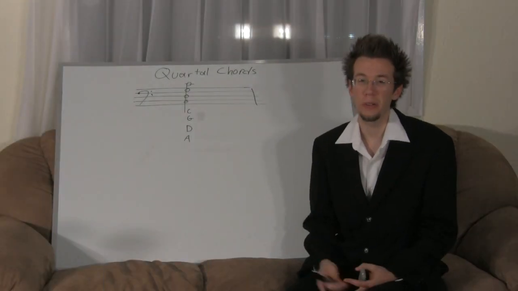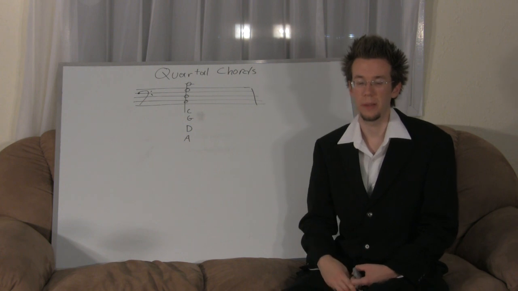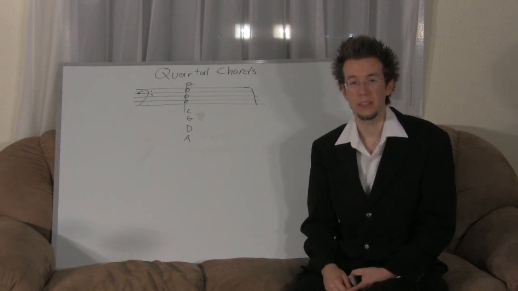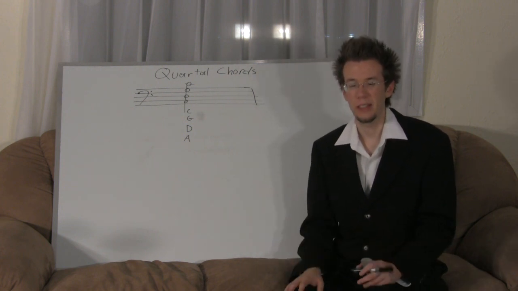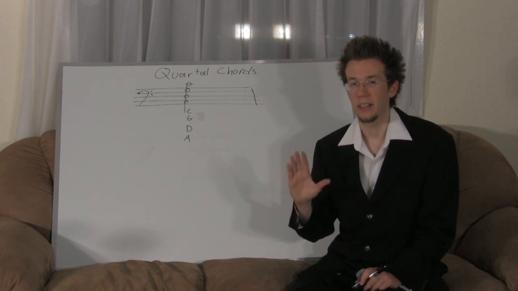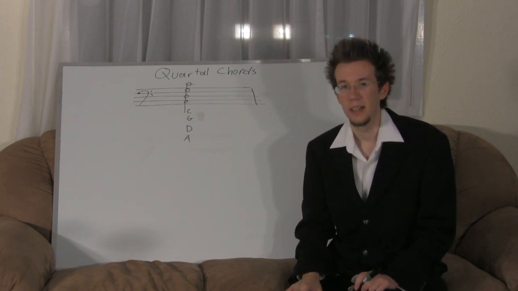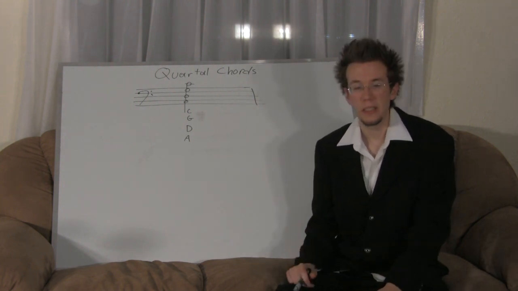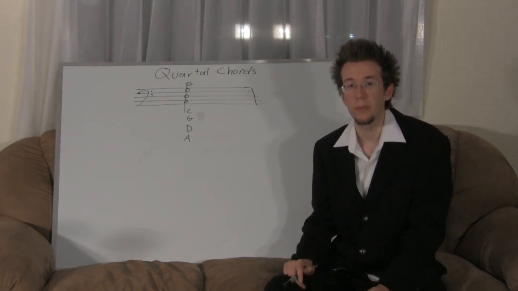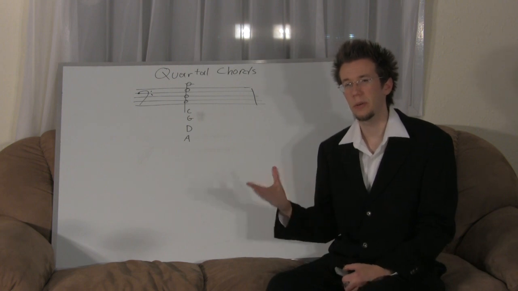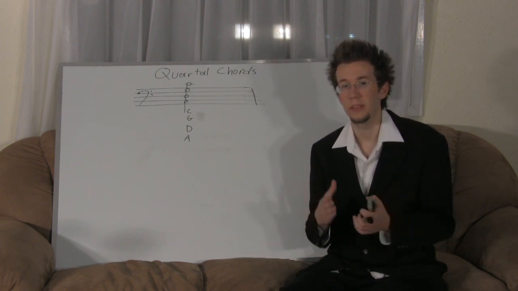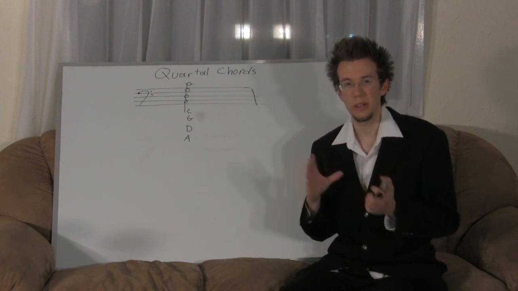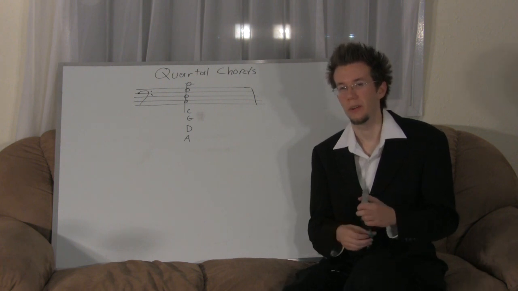Okay guys, so quartal chords are the next one that we're going to talk about. Again, this is more of a 20th century sort of thing, but these can actually sound a lot nicer than the 12-tone technique, though they're still a little bit out there. So quartal chords are basically chords that are built from fourths. Notice that most standard chords are built from thirds. So this is sort of a different approach to music theory in general.